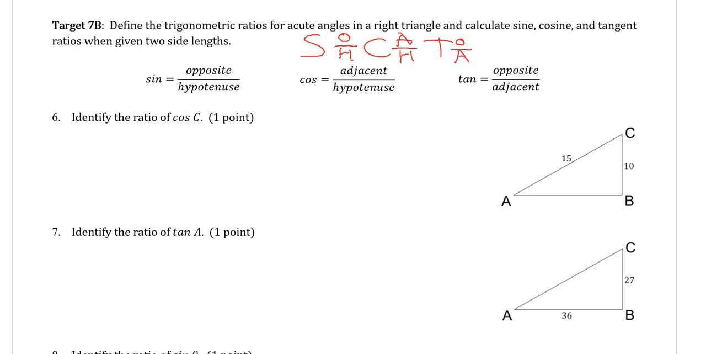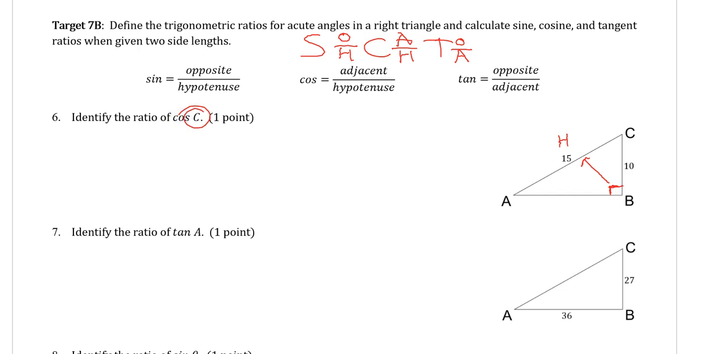SOHCAHTOA. Okay, so number 6, identify the ratio of cosine C. Remember, with all these problems, our first step is to label our hypotenuse, our opposite side, and our adjacent side. So your right angle is always where it looks like it's the floor and the wall, right? That's what a right angle is. And across from that is our hypotenuse. That's always the one we should label first. Then, this is talking about C, okay?